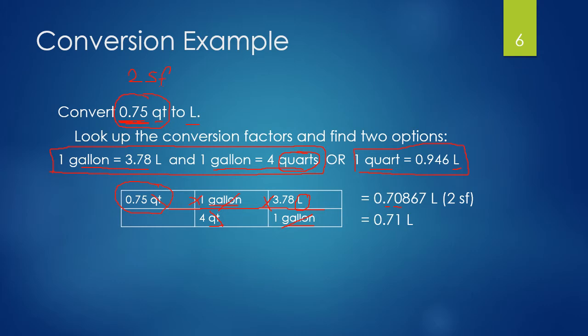So 2 sig figs, that means the 7 and the 0 are the 2 I want. I look to the number next to it. That 0 is going to become a 1 for my final answer of 0.71 meters.